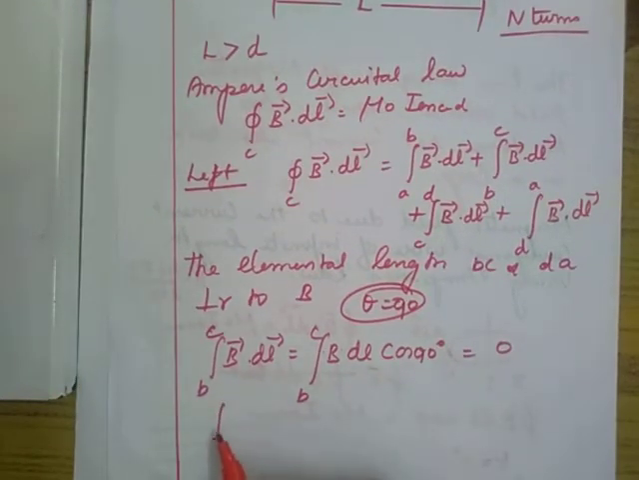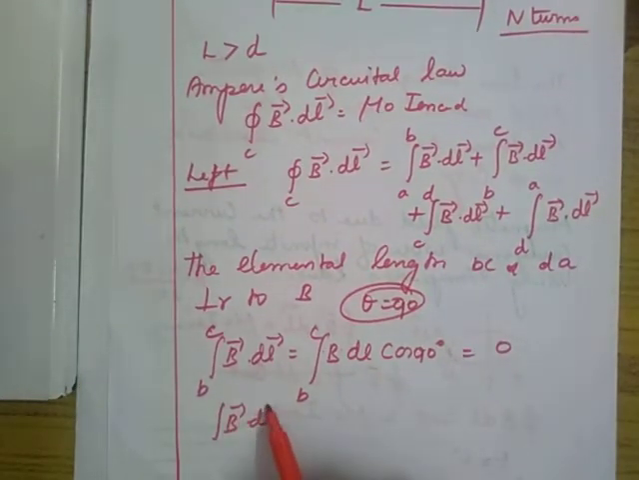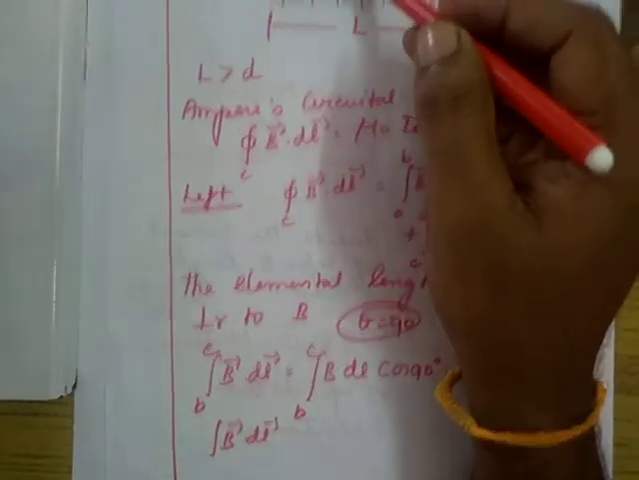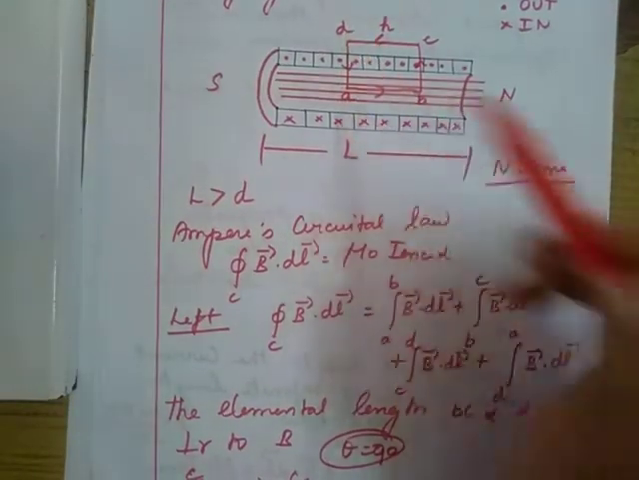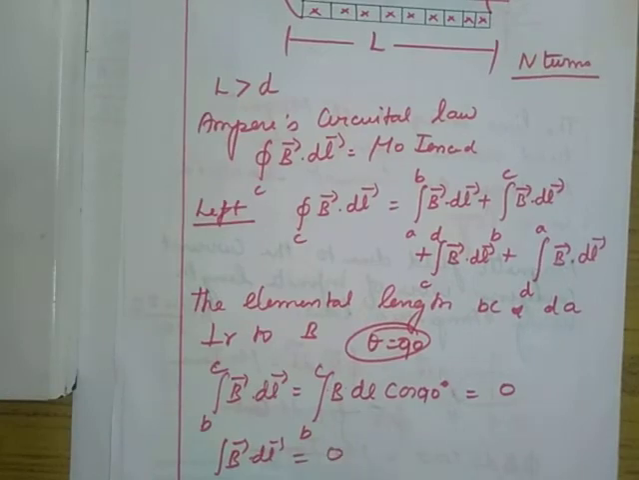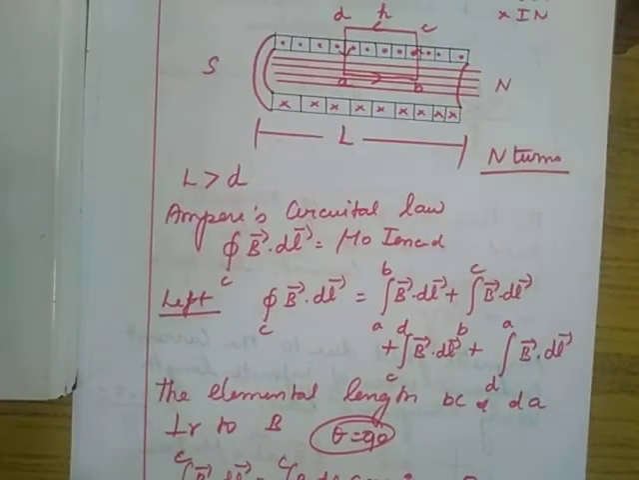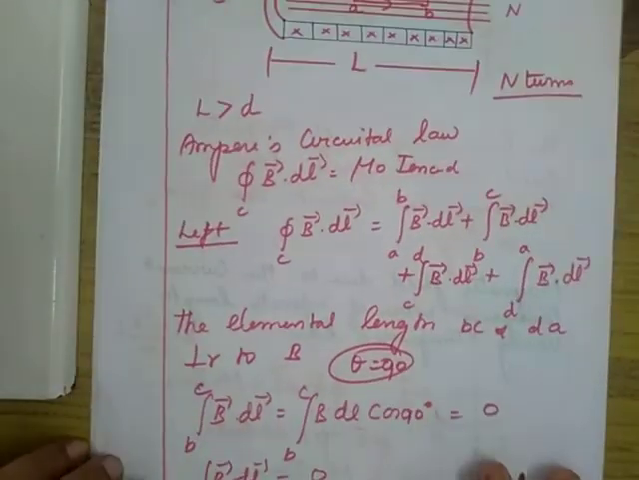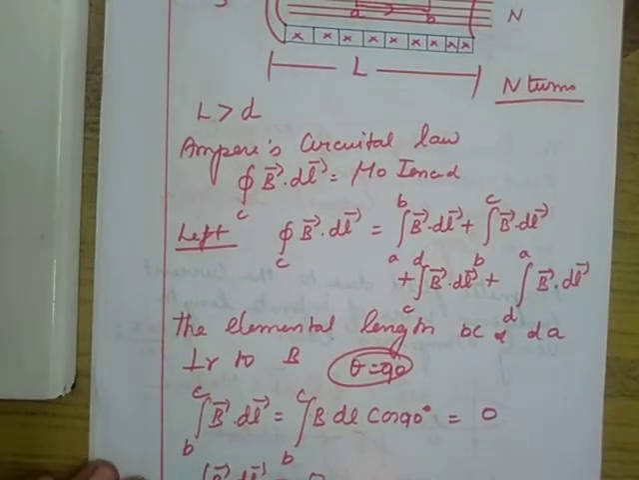Then we apply B vector dot dl vector for the term D to A. That length element also becomes 0. We know very well the magnetic field outside the solenoid is also 0.